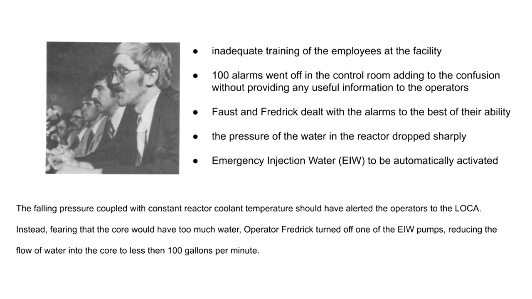Both Faust and Frederick dealt with the alarms to the best of their ability based on the training they had received. 2 minutes into the accident, the pressure of the water in the reactor dropped sharply, which caused the emergency injection water to be automatically activated. This sent about 1,000 gallons of water per minute into the reactor's cooling system. The falling pressure coupled with the constant reactor cooling temperature should have alerted the operators to the LOCA. Instead, fearing that the core would have too much water, Operator Frederick turned off one of the EOI pumps, reducing the flow of water to the core to less than 100 gallons per minute.